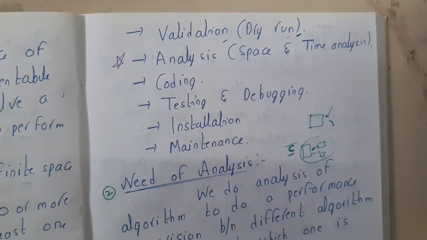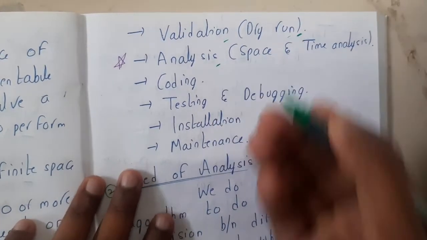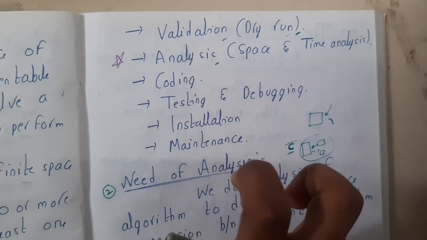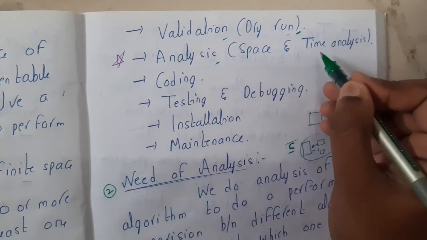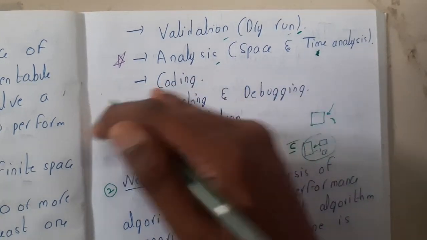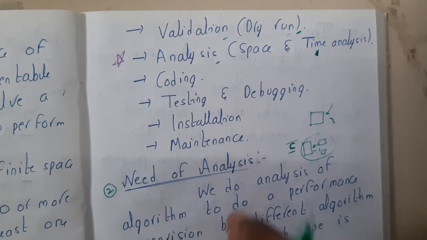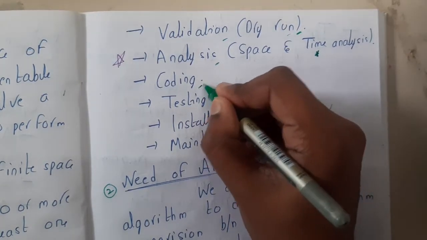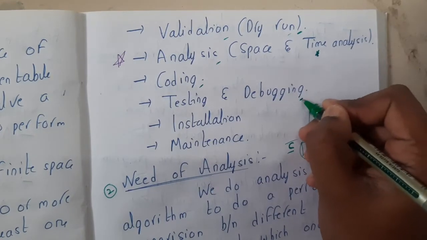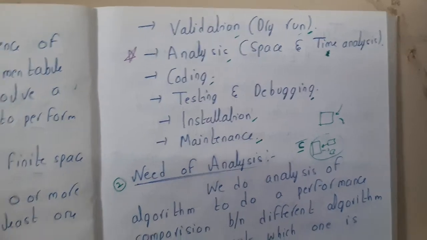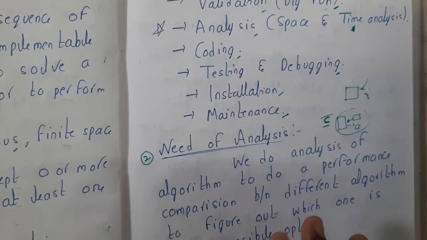Once the validation is done and you think everything is working perfectly, you can go to the analysis, guys. We'll be discussing 2 major analyses. The first one is space and the second one is time. If you ask me which of these is more important, it is time complexity, time analysis. Once the analysis is done and you think your algorithm is working fine, you will convert it into code and then start testing and debugging, then installation and maintenance. These are all the steps of the algorithm development life cycle, guys.